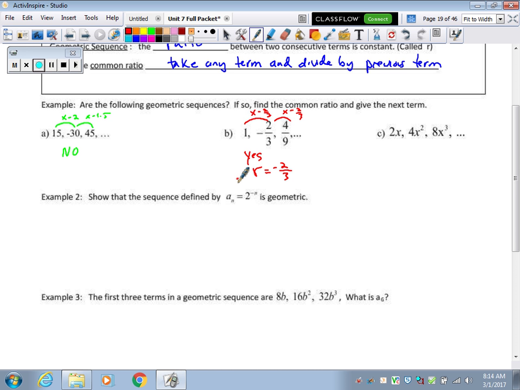For this pattern, 2 to 4 to 8, that's times 2. x to x squared is times x, so that's multiplied by 2x. So yes, it's a geometric pattern, and the r is 2x.